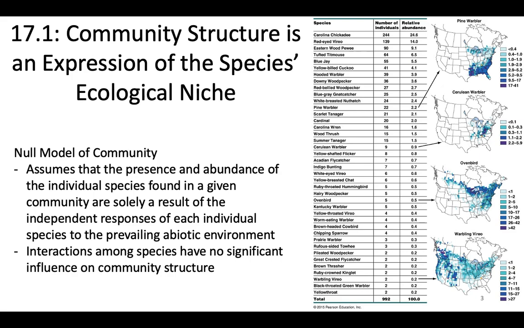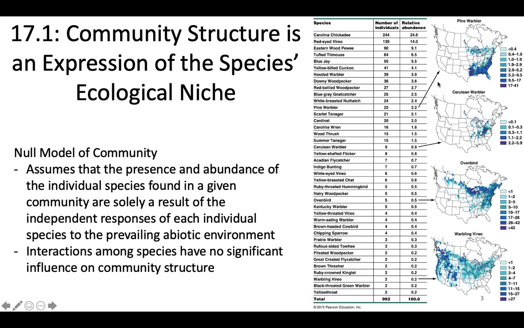So each species' distribution is independent of other species, and it mostly has to relate to the optimal abiotic environment for that individual species and not species interactions. This is the null model of a community, and it's called the null because it's assuming there is no influence of community on species distributions. And like I said, interactions among species have no significant influence on community structure.